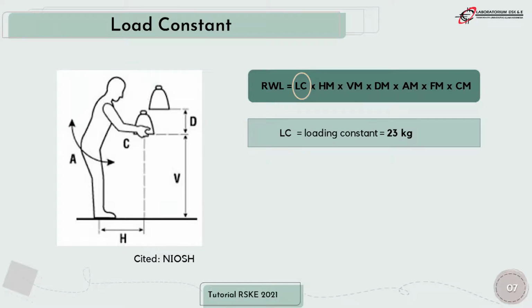Actually, it exists for Indonesians also, according to the Wulandari research in 2015. And for Indonesians themselves, the load constant is 21 kilos. But for this tutorial, this time we will still use the constant based on Americans and Europeans. Why do we use this? Because for the linearity computation, there are provisions for this variable, which have been adjusted according to the Europeans as well.